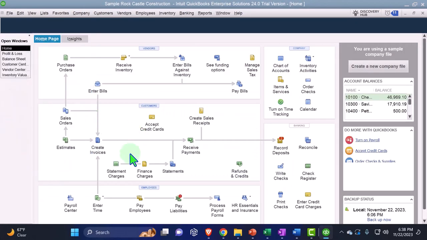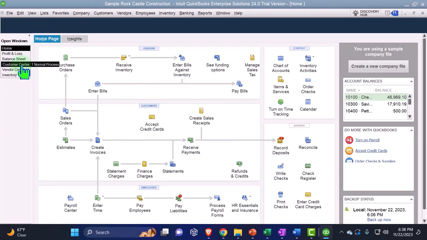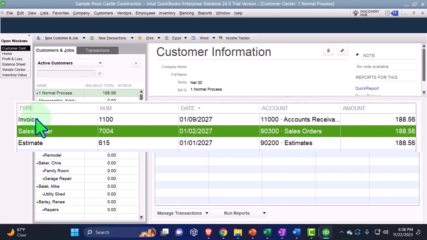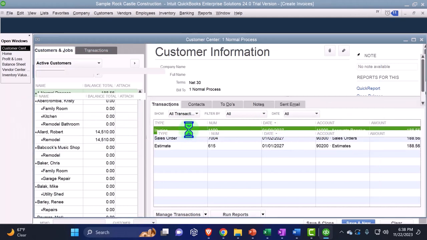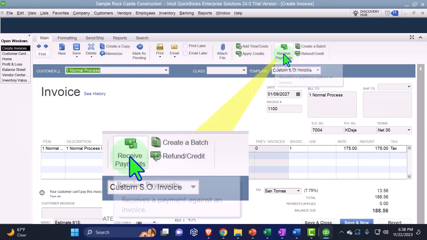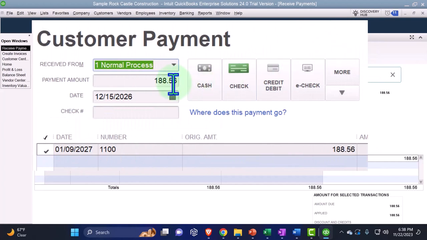Cool beans, okay. So then of course the next step would be that we're going to receive a payment on it. We probably would do that in the customer center, and we would say, okay, so there's the invoice, now they're going to pay us. We could go into the invoice here, double click on it, and go to receive payment from this particular invoice, normal process. It automatically ticks it off here, ties it out there to the invoice. This is the invoice, this is the payment.